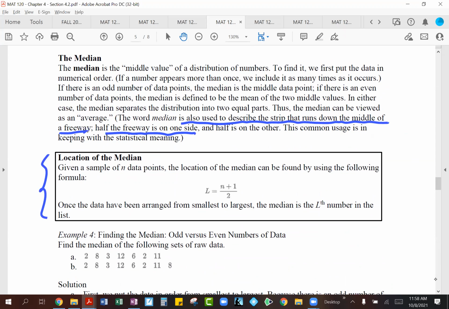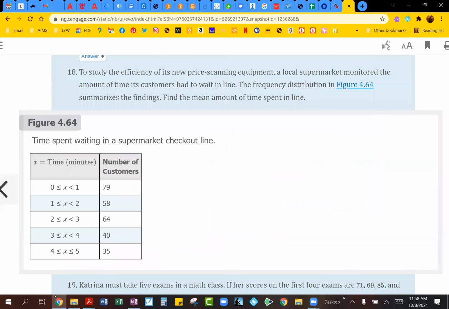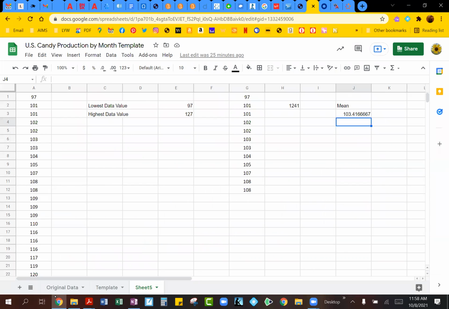Half of your data should be towards the left of the median, and half of your data has to be towards the right. So they're saying the location of the median can be found by using this formula, n plus 1 divided by 2. But before you use the formula, just make sure your data has been arranged from smallest to largest. So going back to our candy production example over here, again, just using these 12 values for now. You can see, since we've already got it arranged in order, and these are 12 data values, that means we have to separate them by 6 and 6.